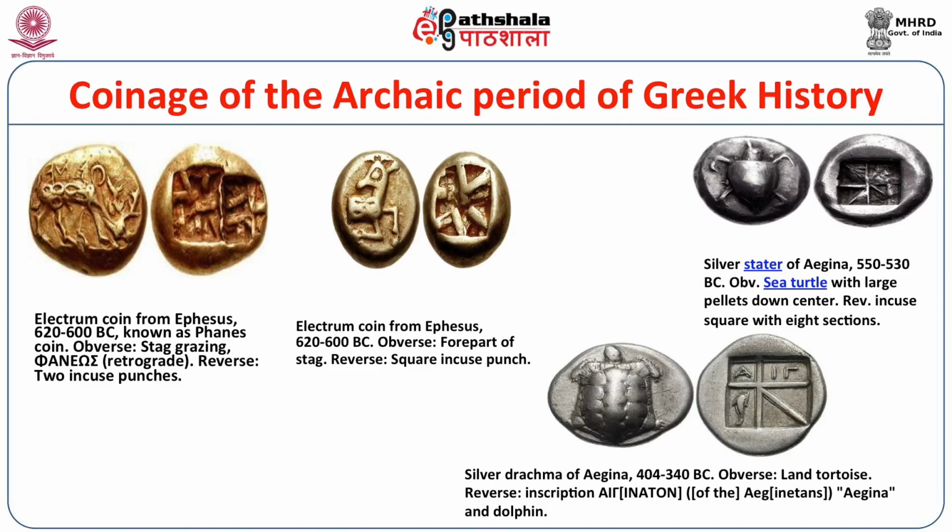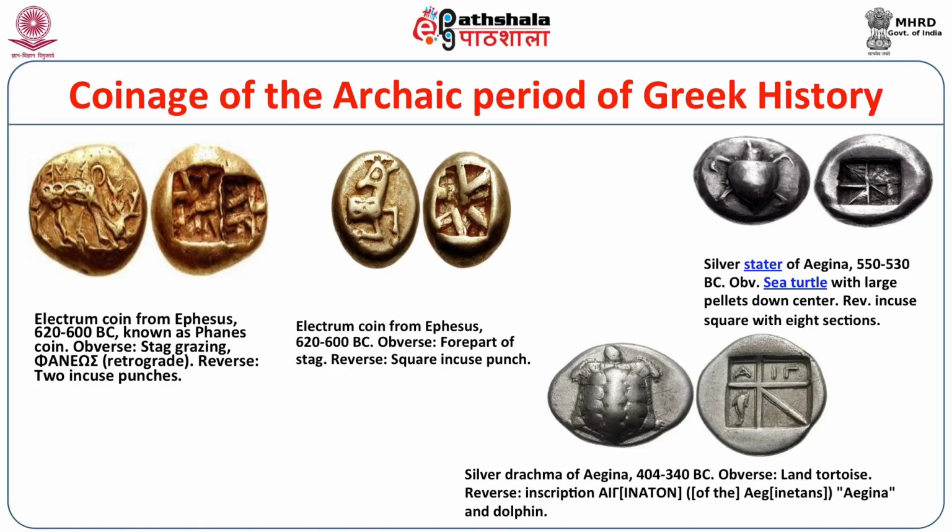So here we see in the slide a lot of coins which look like the Lydian dinar. On the obverse you see a figure like this coin of Ephesus, which was issued about 620 BC, where you see a figure of a stag, and on the reverse you see a kind of clueless square incuse. So this was very similar to the earlier Lydian dinars.